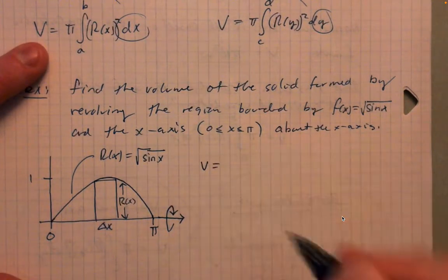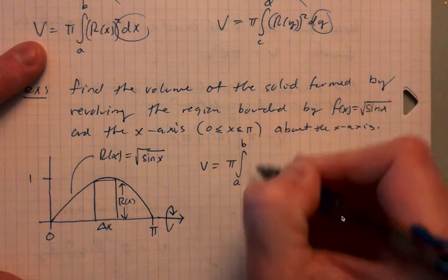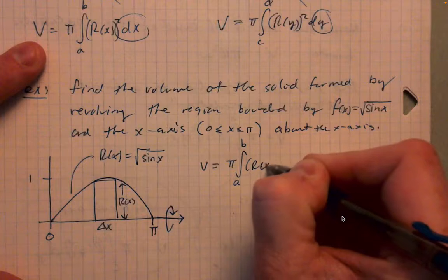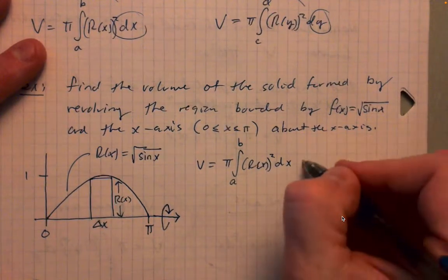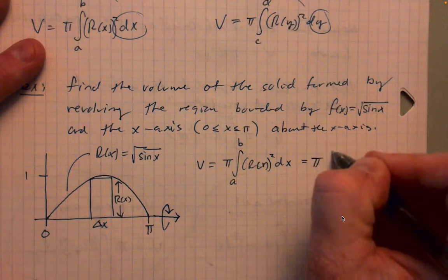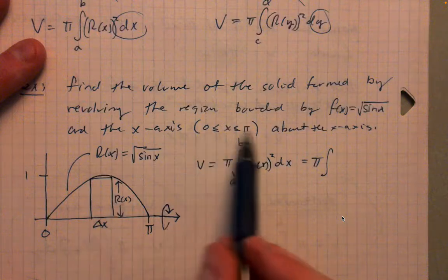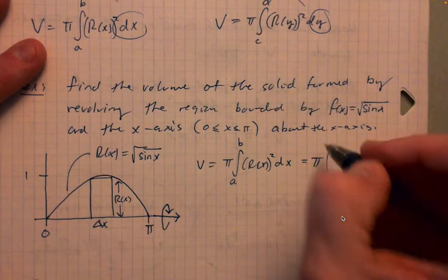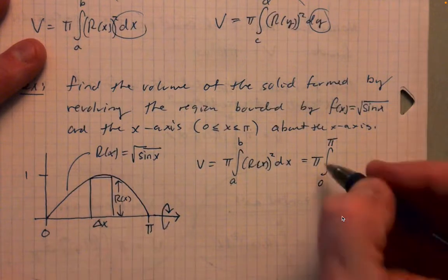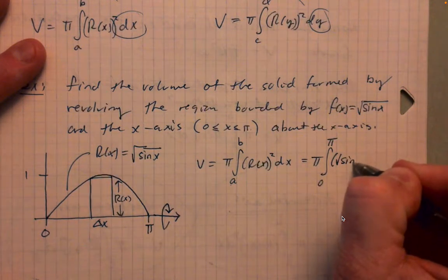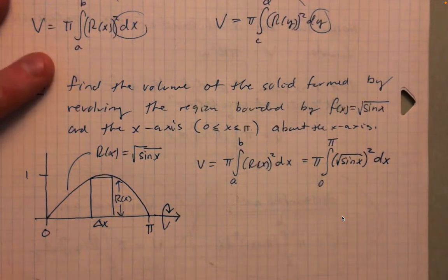So the volume would be equal to, let's write the formula out, pi times the integral from a to b of r of x squared dx. So just plug in all of our things here. So we got pi, and now the integral will go from a to b, which is in this case 0 up to pi. Okay, and then r is just the square root of sine x, and we're going to square that and integrate with respect to x.